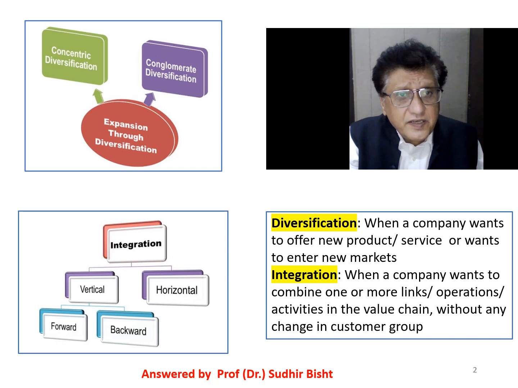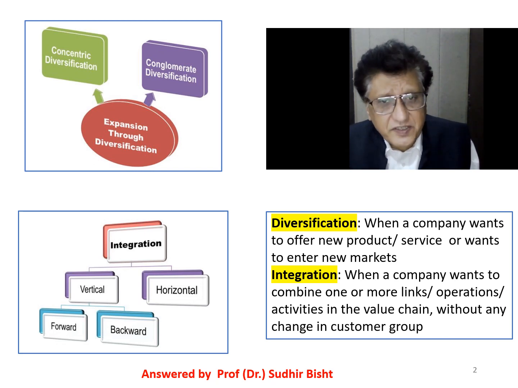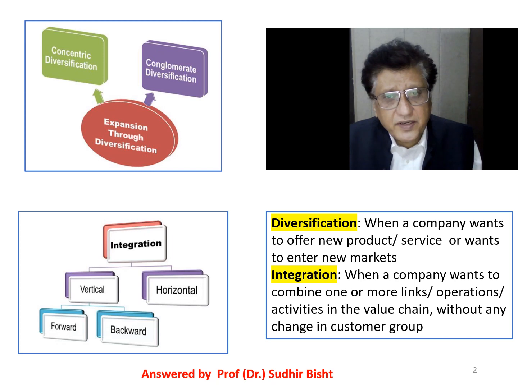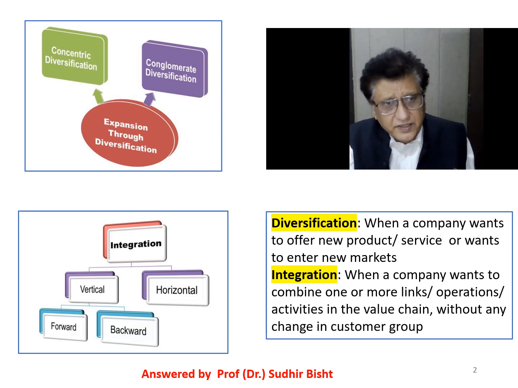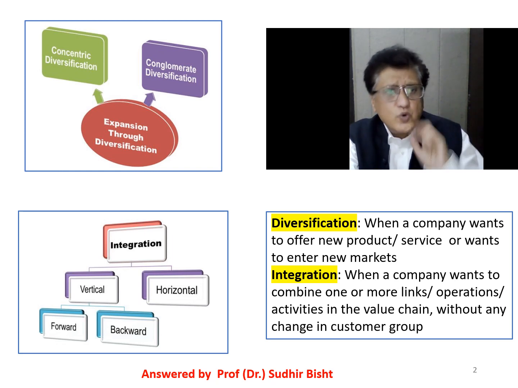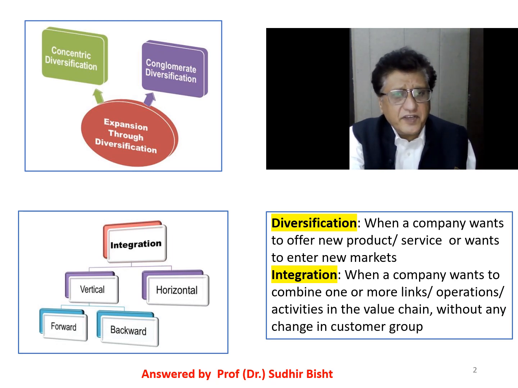In diversification, a company is said to diversify when it aims at changing its business definition, either by developing a new product or it expands into a new market. It can do it alone, it can do it in collaboration with others. The companies adopt diversification strategy because they want to spread their risks and they want to also overcome the economic downturn. Now there are two kinds of diversification. One is called concentric diversification and the other is called conglomerate diversification.